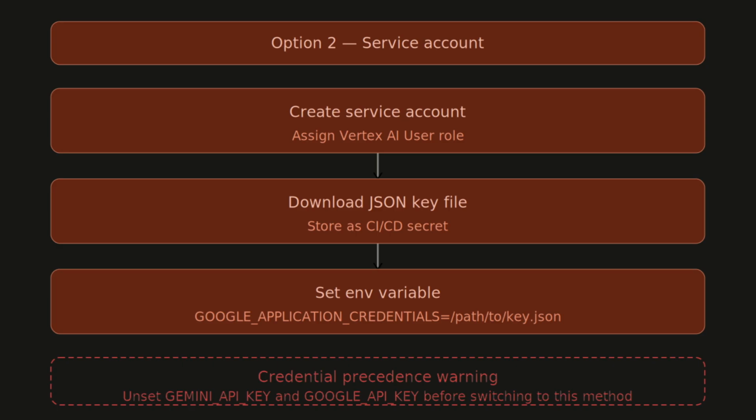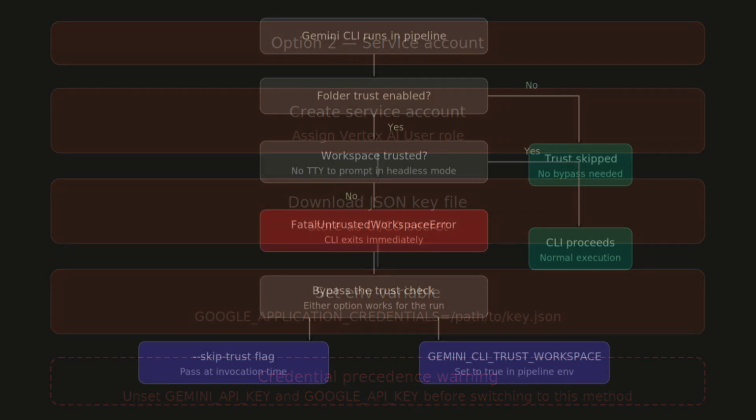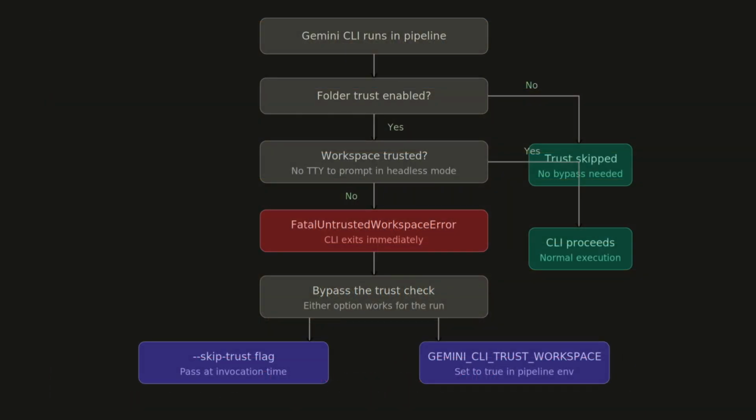They take precedence and will override the Google application credentials path. One thing that catches teams when they first run Gemini CLI in a pipeline: the folder trust system. Gemini CLI can require folders to be explicitly trusted before it can run tools that access them. In an interactive session, it prompts you.